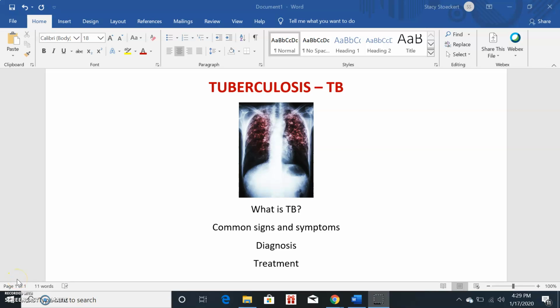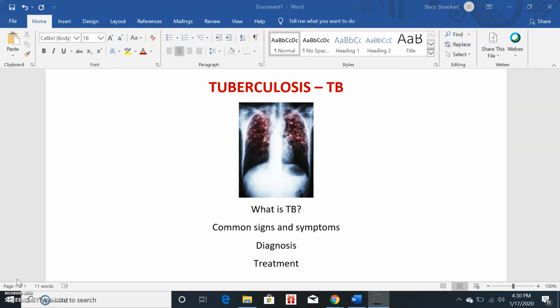Today we're going to talk about tuberculosis. We're going to go over what is tuberculosis, the common signs and symptoms, diagnosis, and treatment. Tuberculosis, or TB, is an infection that usually affects the lungs, but it can affect other body systems as well.